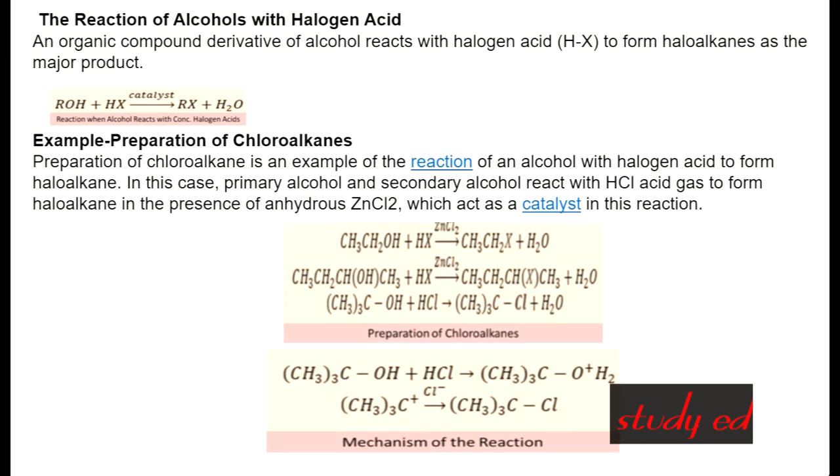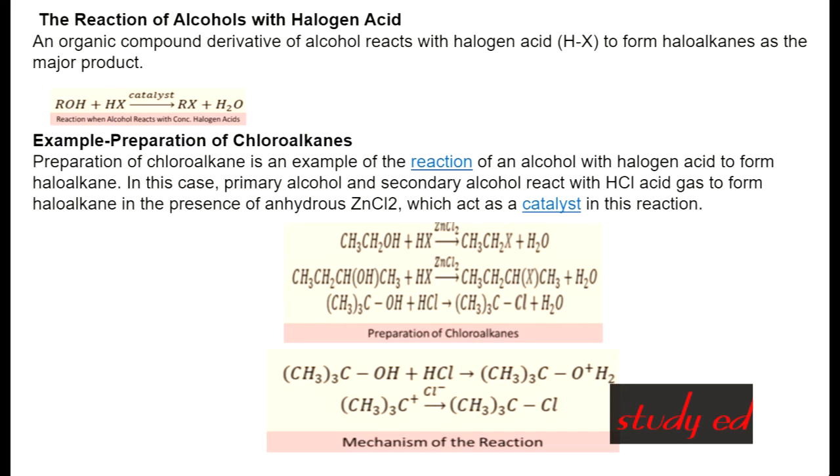So we can understand this mechanism. That's why, when primary and secondary alcohols react with halogen acid, we use ZnCl2 to get the corresponding alkyl halides. As given in this picture, CH3CH2OH plus HX, in the presence of ZnCl2, forms alkyl halide and water.